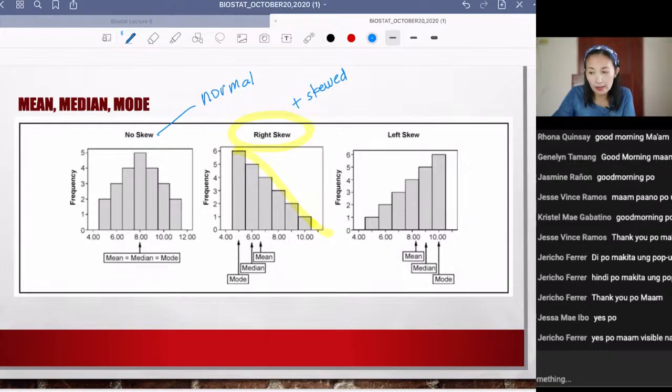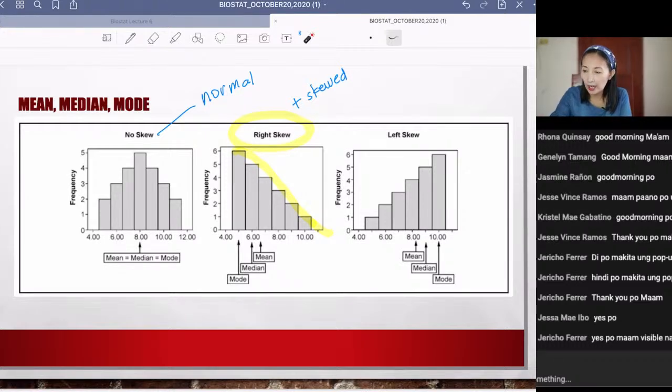Bulk of the scores, MOS. Okay, when we say MOS, the mode yun, di ba? Bulk of the scores are found to the left of the mean. Where is the mean? The mean is here. But most of the scores, remember that the height of the bar, yung height ng bar, speaks of frequency, ilan. Okay? Most of the scores, bulk of the scores, are located to the left of the mean. Pero ang tawag dyan ay positively skewed.